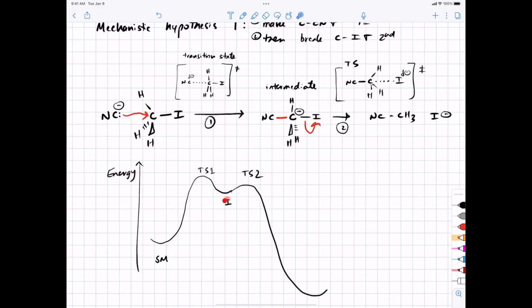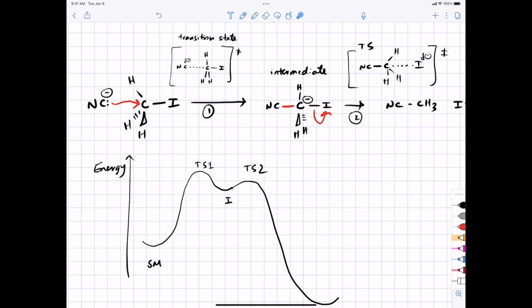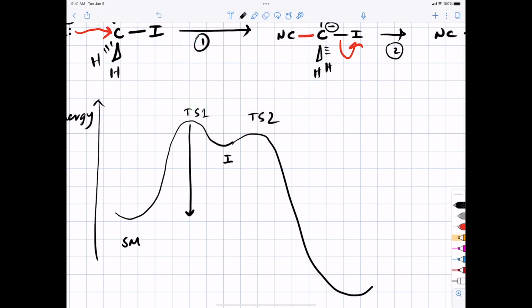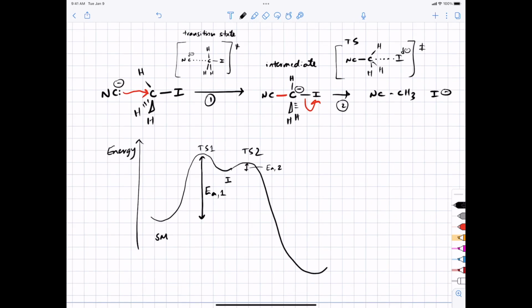The intermediate is presumably some energy minimum, and then there's a second transition state that involves the iodide leaving. The activation energy for the first step is the energy difference between our starting materials and the first transition state. We'll call that activation energy for step 1. You can see that's a lot bigger than the activation energy for step 2. At least the way we're thinking about this, the idea is once you have a high energy intermediate, releasing that leaving group is probably not very costly. So you expect the rate of the reaction to depend on this first step. We'll call that the rate determining step.